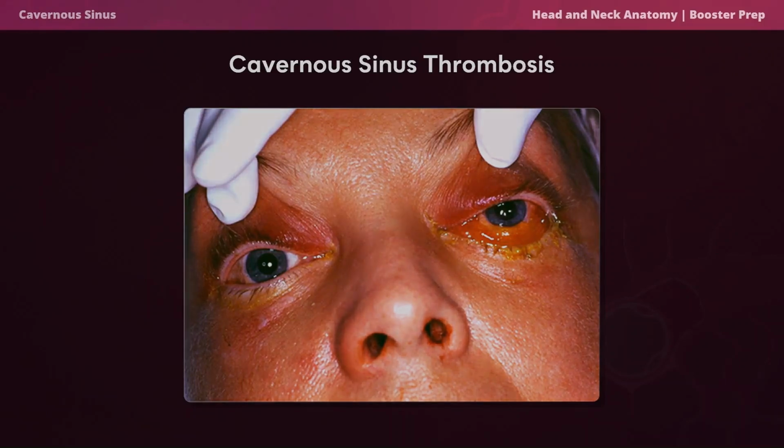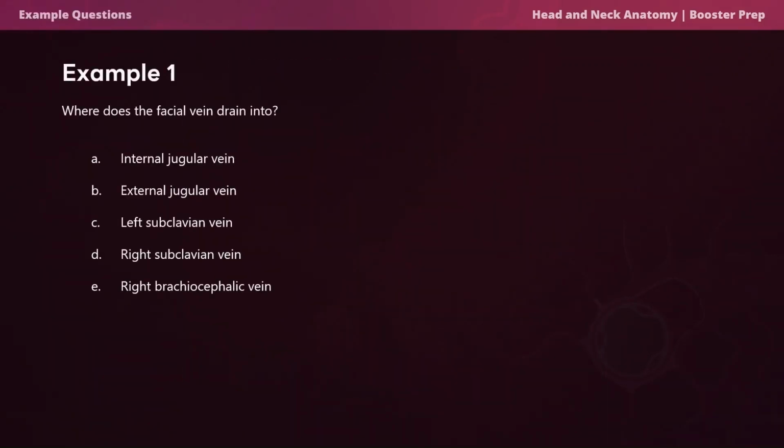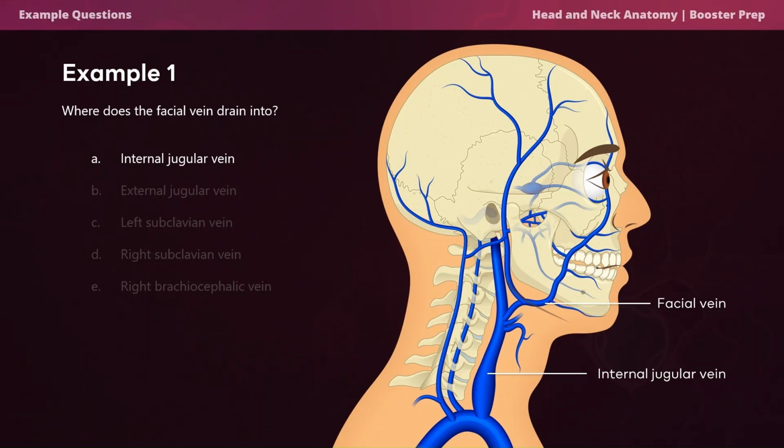Now let's move on to our first and only example question. Example question 1: where does the facial vein drain into? Here are your answer choices, and you can pause if you want, but I'm going to move right ahead with the answer, which is A, the internal jugular vein. The facial vein drains into the internal jugular vein at the level of the hyoid bone. The same goes for the lingual vein. It also drains into the internal jugular vein.